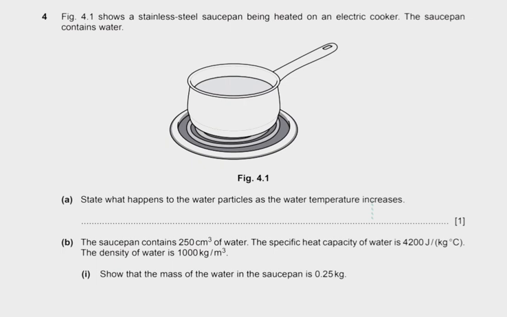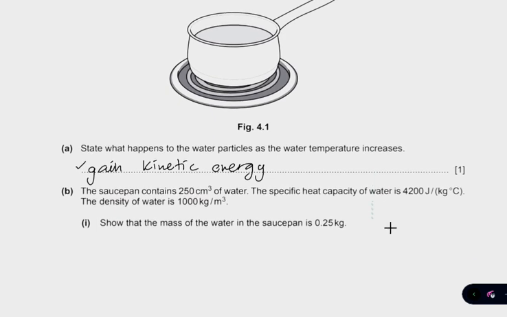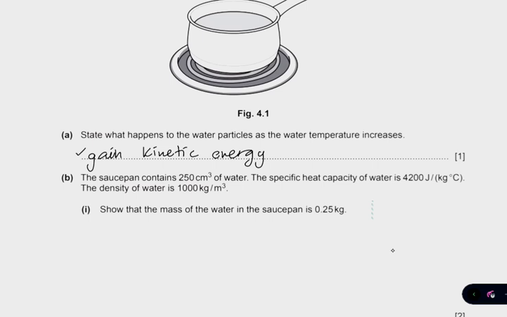So when you apply heat to a substance, the particles inside will gain kinetic energy, right? So they'll begin to vibrate or move faster. So gain kinetic energy. That's what happens when heat is added to a substance. The molecules or the particles inside that matter object increase their movement, the speed and everything.